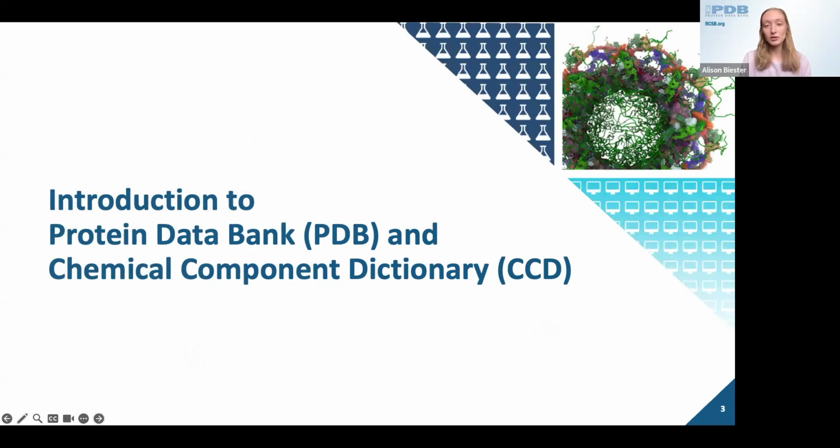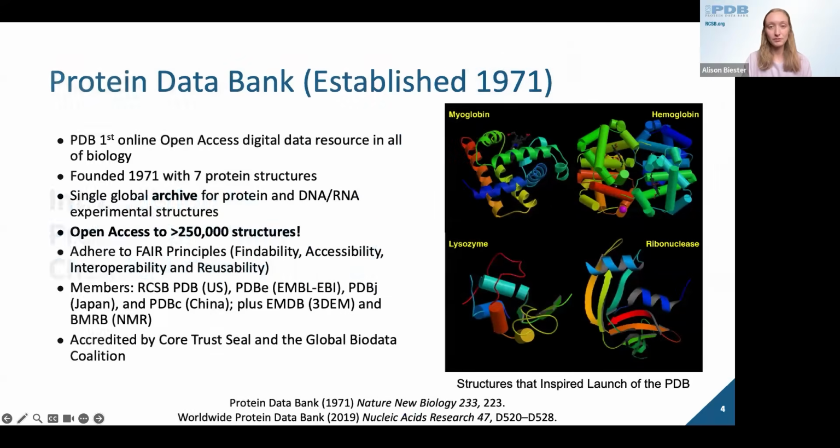Let's begin with an introduction to the PDB and CCD. The Protein Data Bank, or PDB, is the first open access digital data resource in all of biology. It was established in 1971 with just 7 protein structures, and it has grown to become the single global archive for protein, DNA, and RNA experimentally determined structures. The current holdings of the archive exceed 250,000 structures.